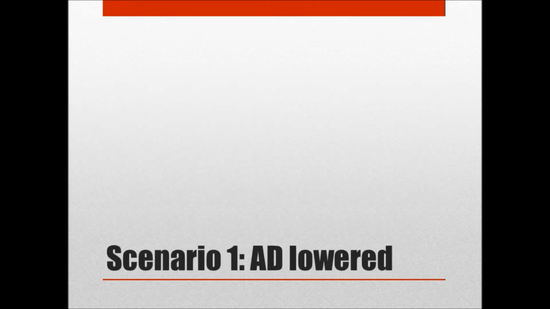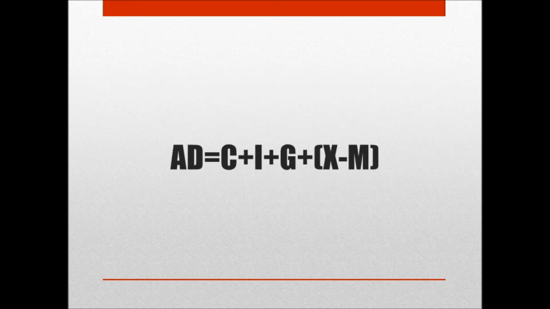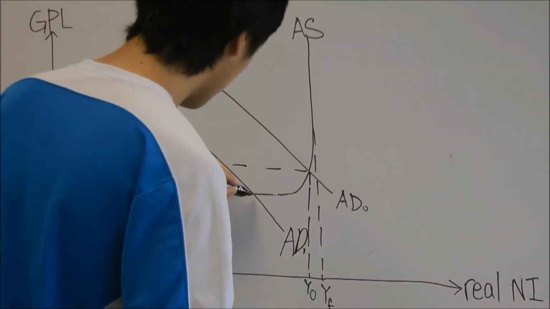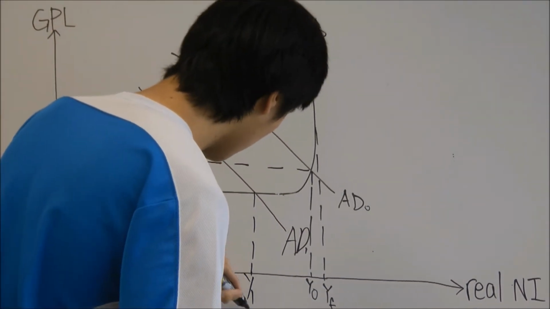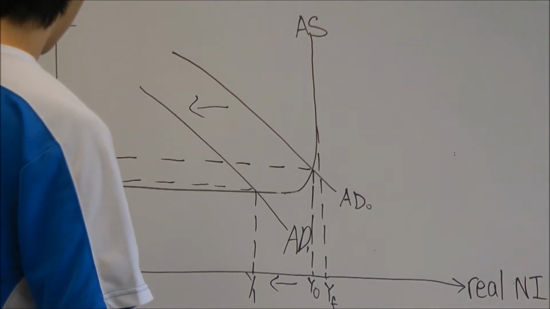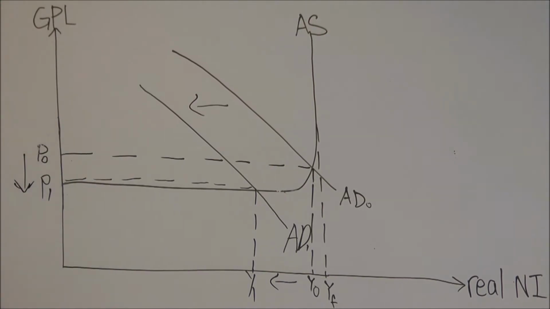Firstly, GPL is reduced when AD is lowered, ceteris paribus. AD is the total demand by households, firms, government, and foreign sectors for the final goods and services that are produced in the economy at various price levels. When C, I, G, X decrease or M increases, the AD curve will shift left, thus GPL will decrease, ceteris paribus.